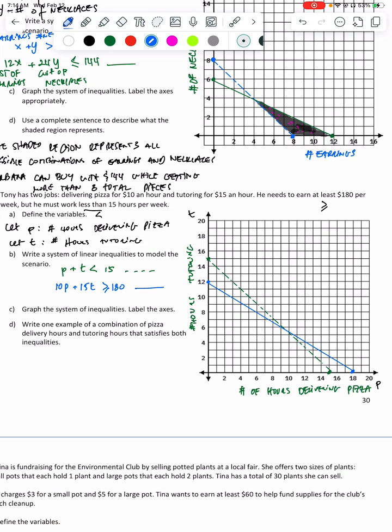Now, some like to graph each and then shade it right away. Some like to graph the two and then do the shading. So let's go back to the shading. For the P plus T, which is the one in green, less than 15, that's going to be shaded below. And I'm going to try my best not to go into the other quadrants. Just be careful here. And for the blue one, you want greater or equal to 180, so you want to shade above.